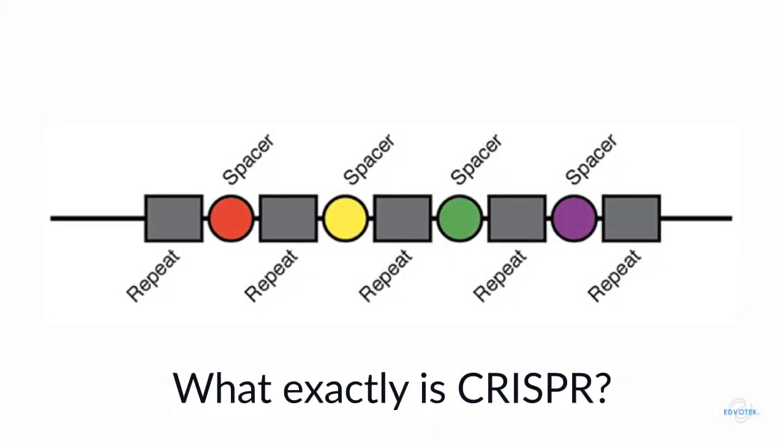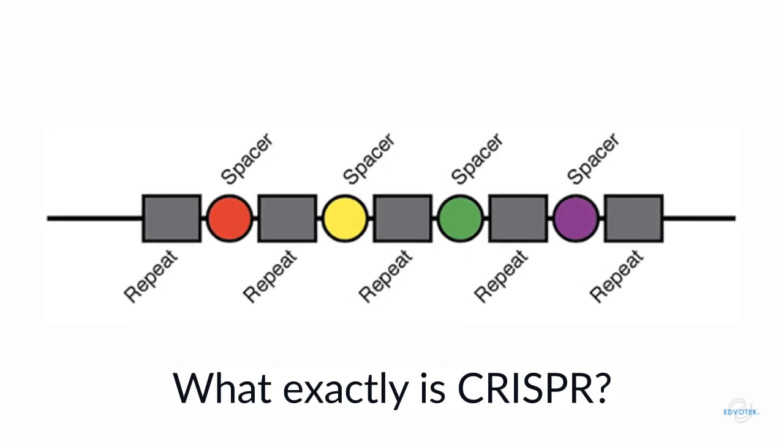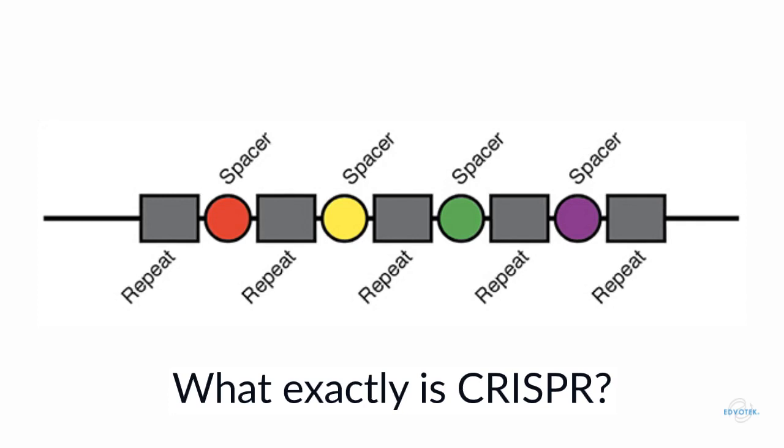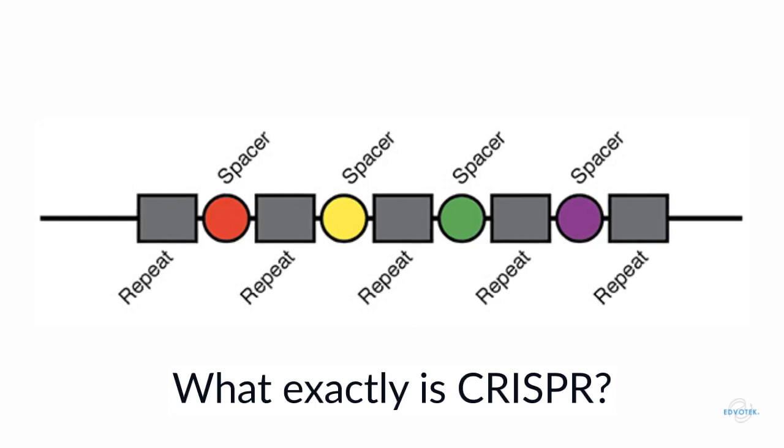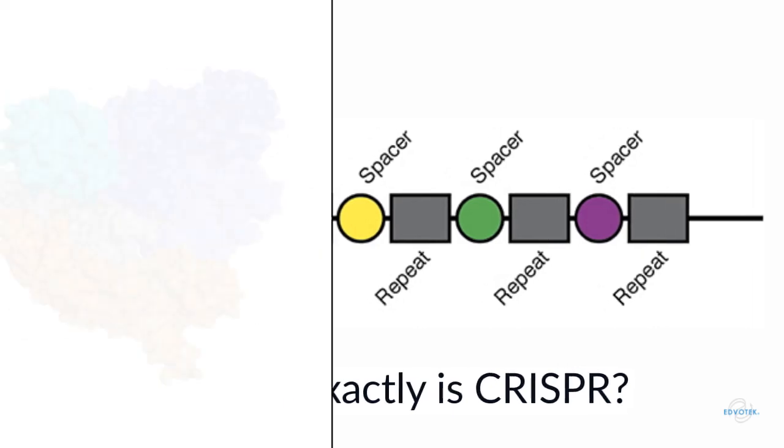CRISPR stands for Clustered Regularly Interspaced Short Palindromic Repeats, which refers to an unusual set of DNA repeats discovered in the 1980s by the Ishino Research Group. These 29 nucleotide repeats, shown here as gray blocks, are accompanied by unique 32 base pair DNA sequences known as spacers, represented by circles. Researchers didn't understand the purpose of these repetitive sequences.